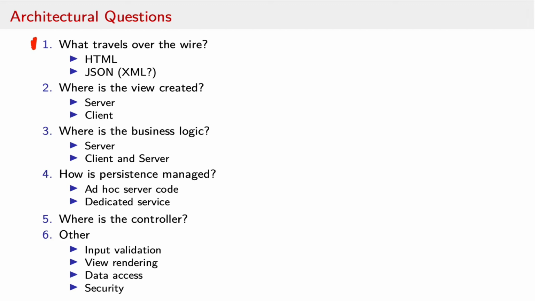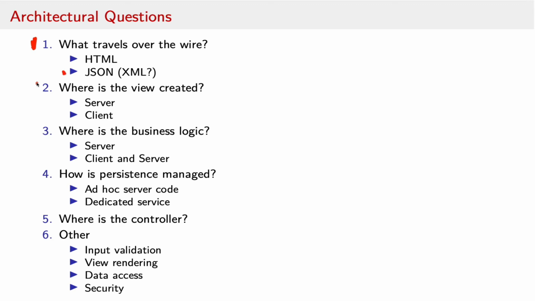In more recent applications, we're actually going to use a representation of just the data that the application is going to manipulate, and that's often going to be transmitted in the form of JavaScript Object Notation, or JSON.